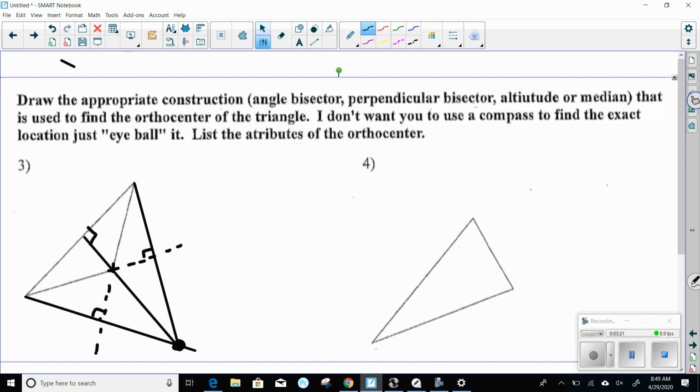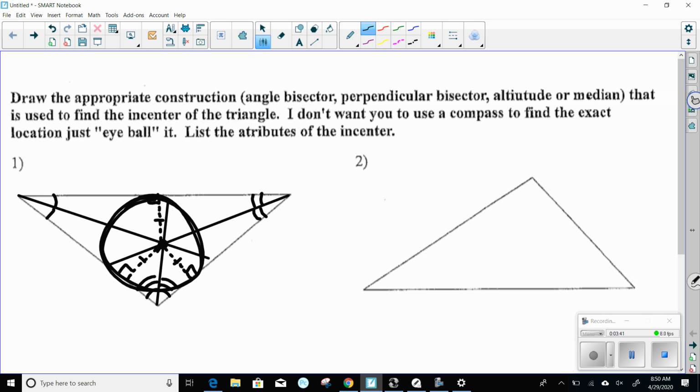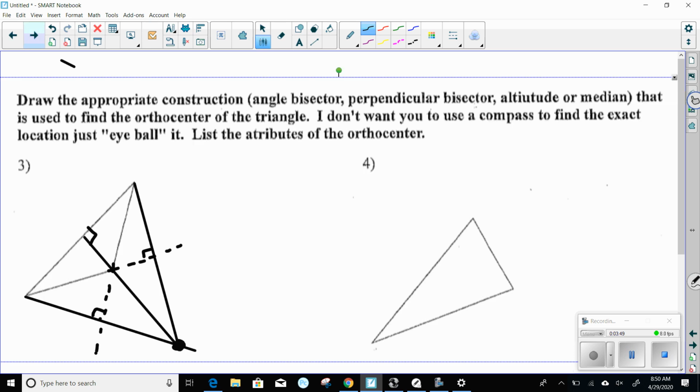The orthocenter can be outside the triangle, it can be inside the triangle. It can actually be on the vertex of the right angle if it's a right triangle. Other than knowing that it's where the altitudes cross, there are no other special properties of orthocenters that you have to know. Going back to the incenter really quick, one other thing, that incenter is always inside the triangle. Should be easy to think about.